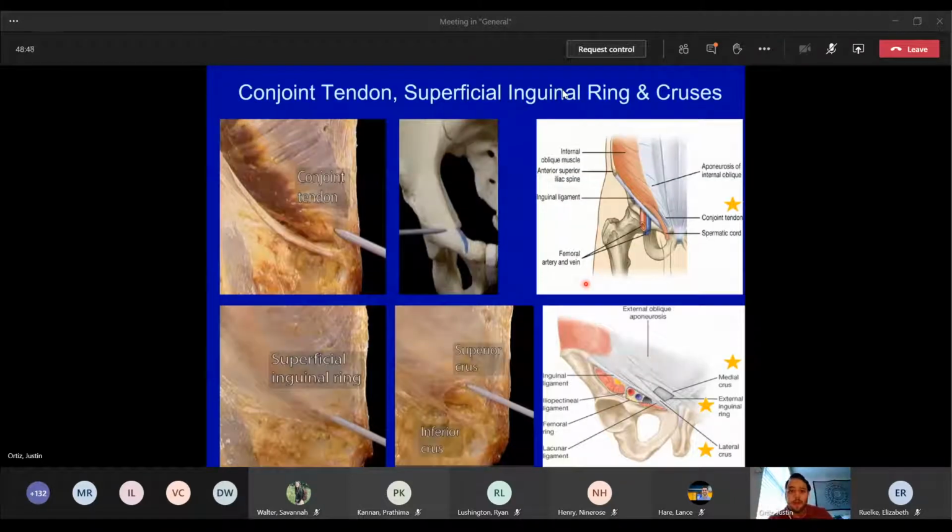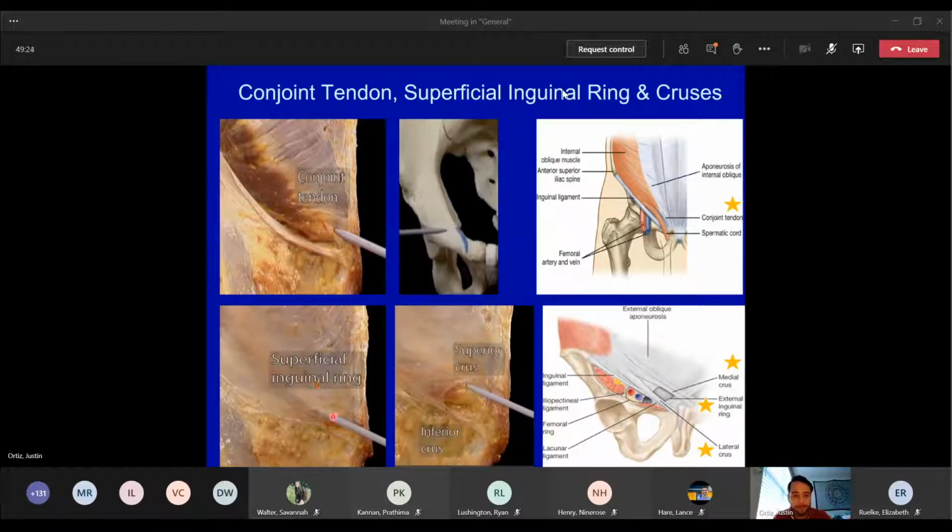Over here, we have the conjoint tendon, the superficial inguinal ring, and then the crura. The conjoint tendon, which we'll talk about later throughout the slides, is made up of the internal oblique as well as the transverse abdominis muscle. This conjoint tendon, located right here, is like a triangle attached to the midline. It attaches here and then to the midline.